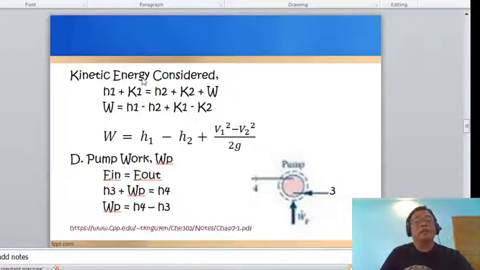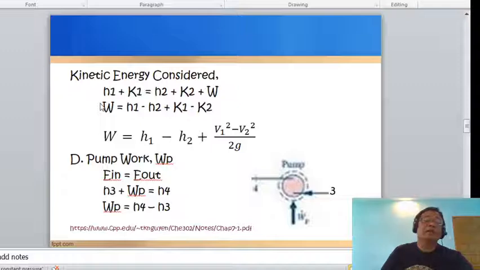So, getting now, class, the work if the kinetic energy is given is the difference between the enthalpy at 1 and 2 plus the kinetic energy, 1/2 mv². So this g, class, is a constant, the constant of proportionality. This is not the gravitational acceleration. So take note of that, class.